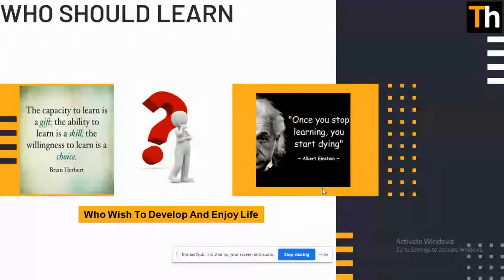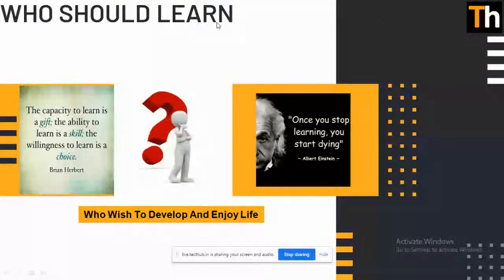The capacity to learn is a gift. The ability to learn is a skill. The willingness to learn is a choice. And that is very important, whether we have the willingness to learn. Remember, learning is different. And that's why Einstein used to say that once you stop learning, you start dying.